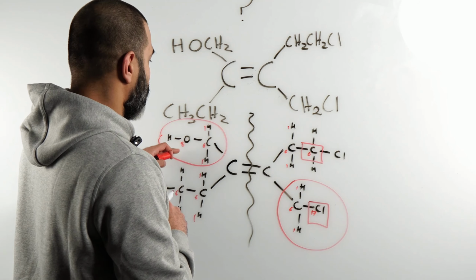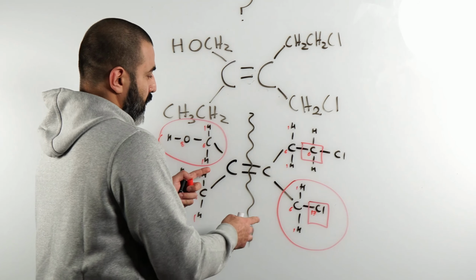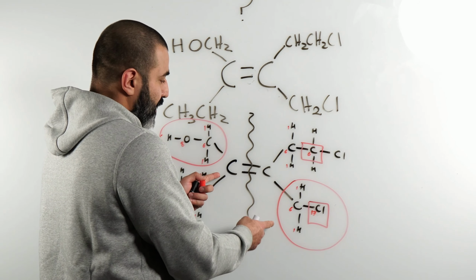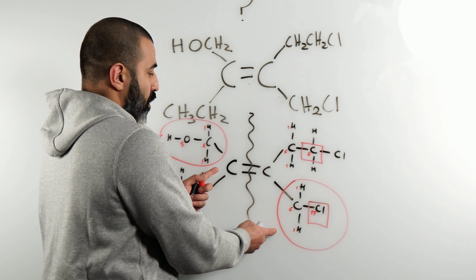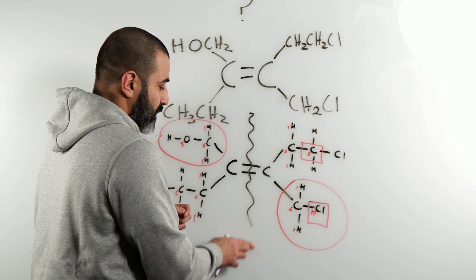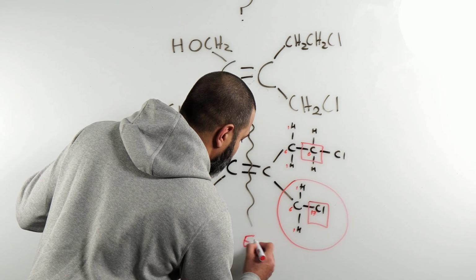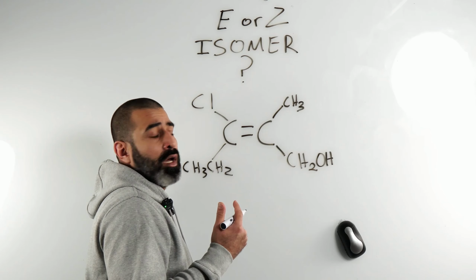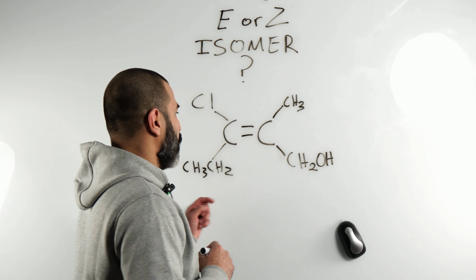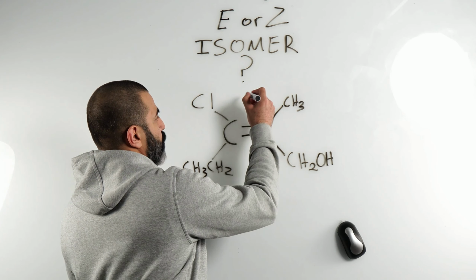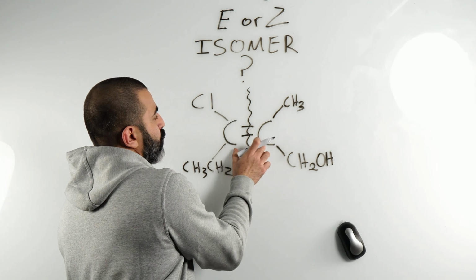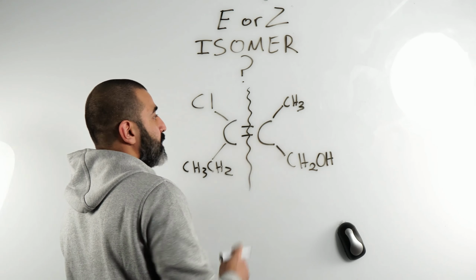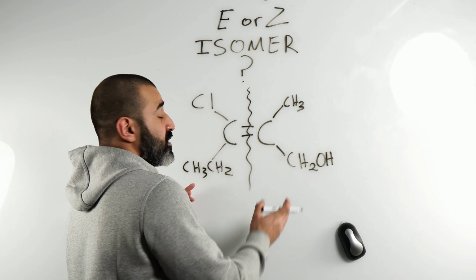So this is going to be your priority group. So is this the E isomer or the Z isomer? Well, you can see that the priority groups circled in red are on opposite sides. So this is going to be the E isomer. Okay, let's have a look at another one. So let's draw a squiggly line separating the two carbon atoms where the C=C double bond is. So we're going to have a look at the left-hand side and the right-hand side.